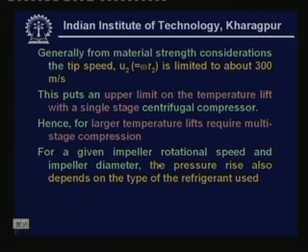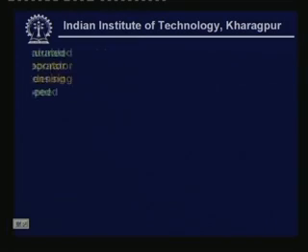For given impeller rotational speed and impeller diameter, the pressure rise also depends on the type of the refrigerant used. You have seen that in the pressure ratio expression you have Pi, Vi, and you also have K. All these parameters depend upon the type of the refrigerant used. Let me give a small example.